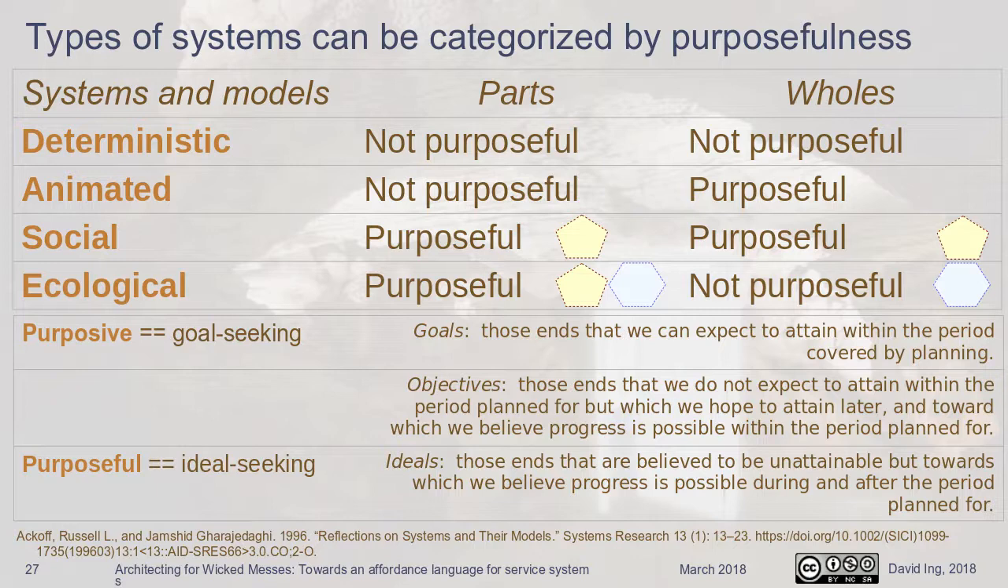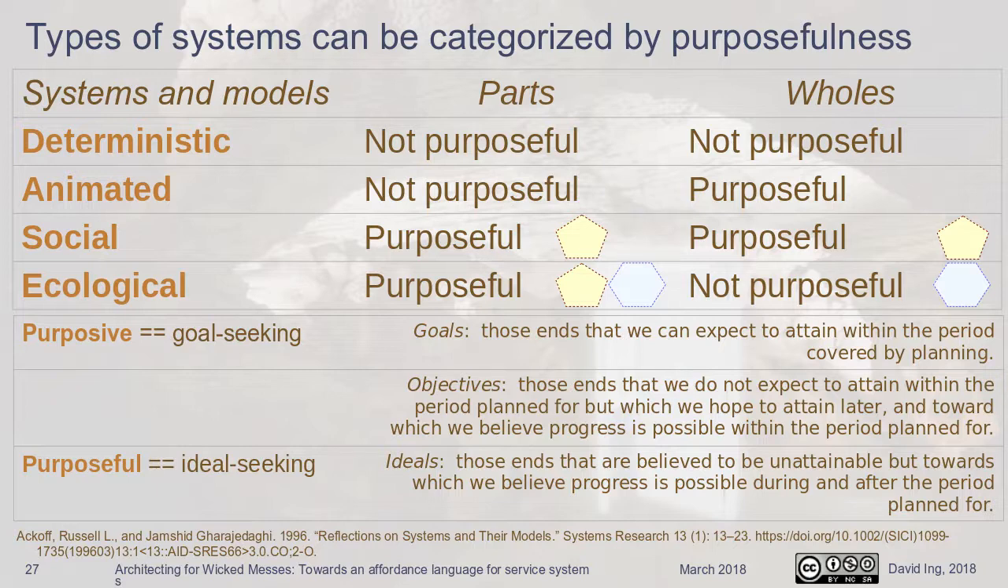An objective is an end that we do not expect to attain within the period planned. So within 1 year, we have an end that we want to achieve, but which we hope to achieve later. If we have a one-year planning cycle, we have an objective that we may achieve in 5 to 10 years, but we're not going to do it in a year. It's worth pursuing. And then you have ideals, those ends that are believed to be unattainable, but towards which we believe progress is possible during and after the period planned for.